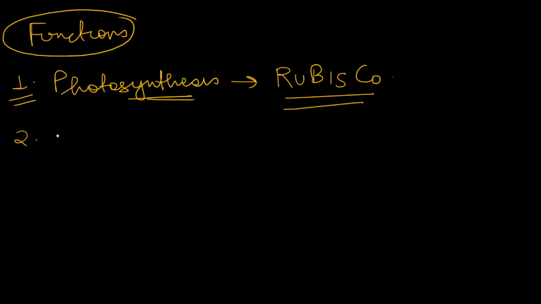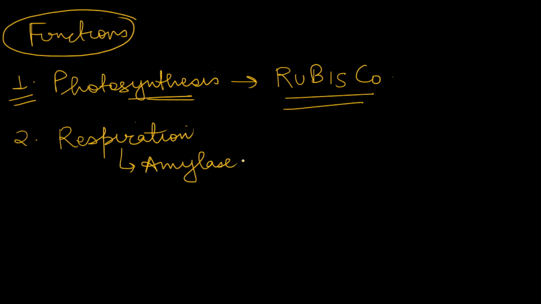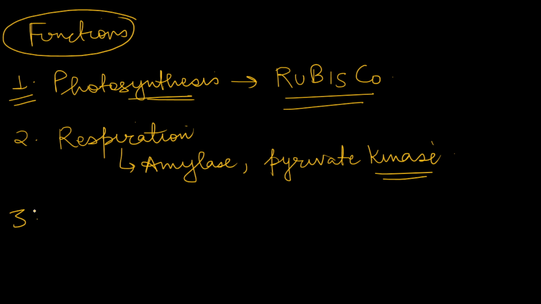Secondly, they are helpful in respiration. There are various enzymes such as amylase, pyruvate kinase, that are very helpful in respiration. And the best way to go about these functions is to try to write the function and examples of enzymes that are doing that function. So that will be the best approach to write the functions, and you will get very good marks if you follow this approach.